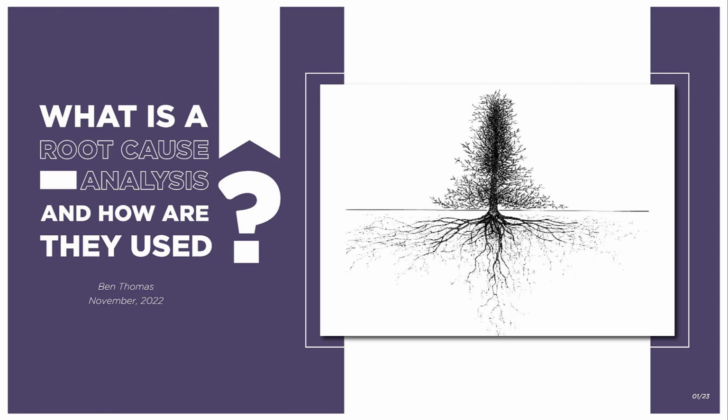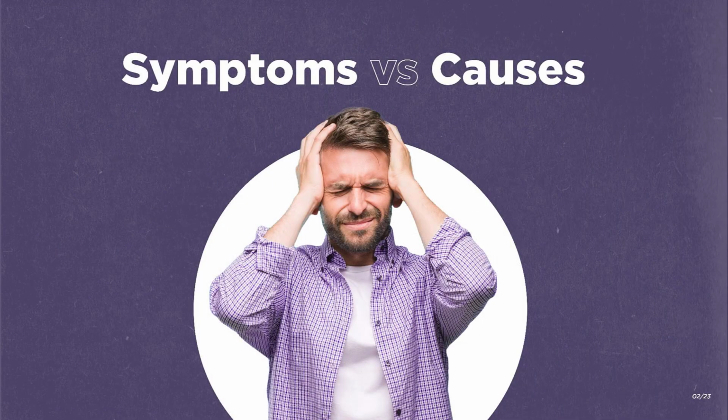Firstly, let's look at the all-important concept of symptoms versus root causes. When you're resolving a problem, it's important to understand the difference between a cause and a symptom. A symptom is simply an indicator that a problem exists. Treating a symptom alone can leave you in an endless cycle of recurrence. Tackling the root cause is the only way to achieve a long-lasting result.